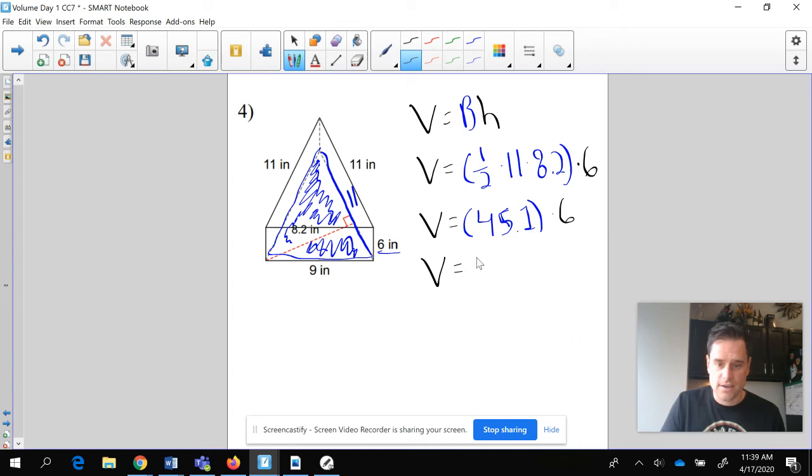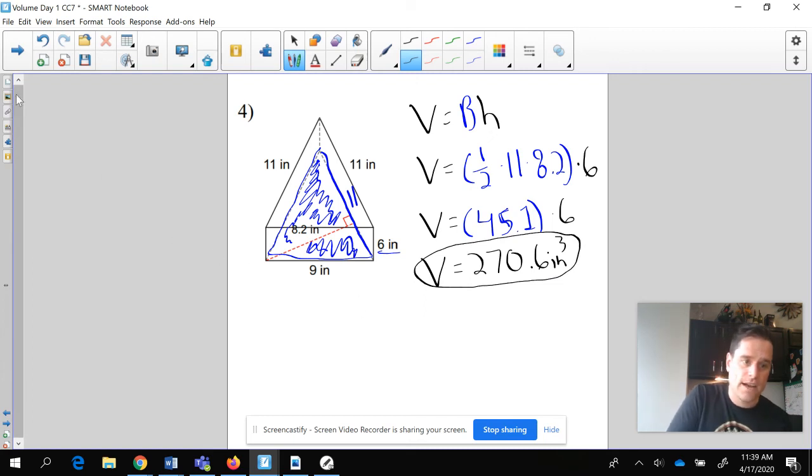So much easier than surface area, 270.6 inches cubed. Okay, I'm just going to double check my work. 8.2 times 11 times 0.5 times the 6, and that's going to give you 270.6 inches cubed. Actually, you know what, guys? We do have one more after this one. Circle that one. That one's done. Guys, we have one more.